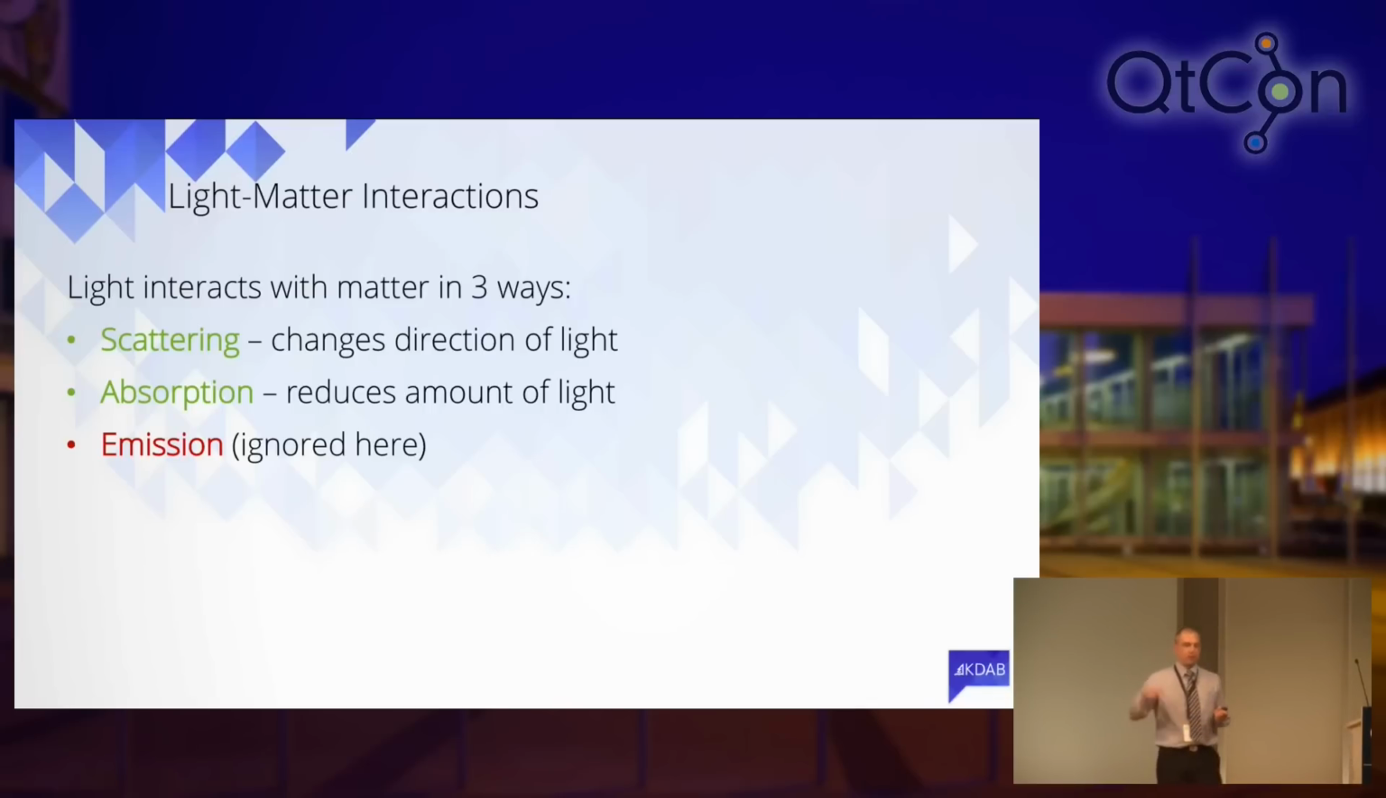Now, scattering is when light hits some particles and it changes direction. It doesn't change the amount of light there is, only which direction it's traveling in. And then the last case is absorption. This is where light travels through a medium. It doesn't change direction, but it does lose some of its flux. Yep, some of it is absorbed.